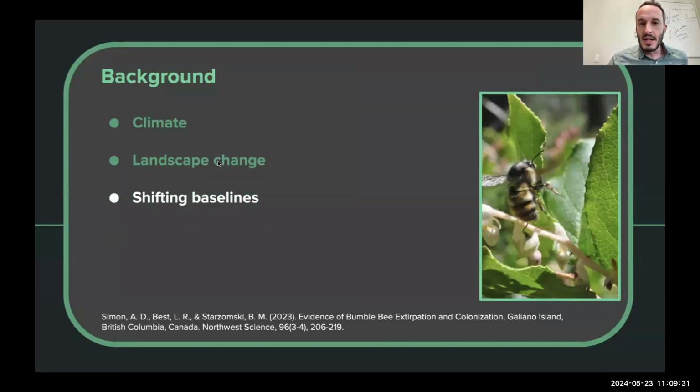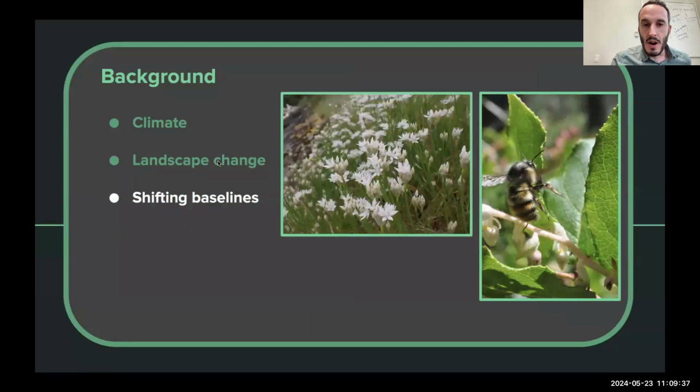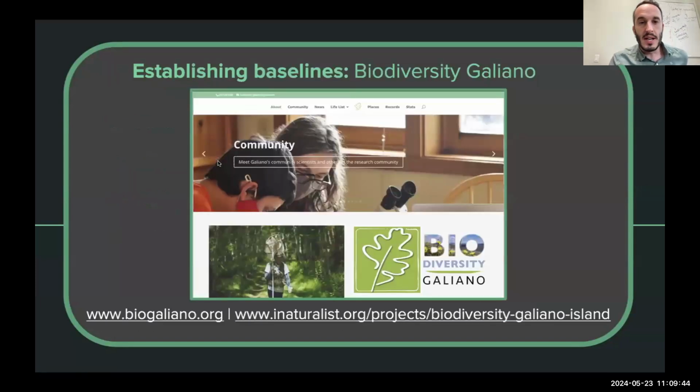We'll look at two case studies. One, a recently published study documenting historical change in the island bumblebee community, and the other, an ongoing study looking at historical change in the vascular plant community. These studies both draw upon data generated through the Biodiversity Galiano project, a systematic effort to synthesize a baseline biodiversity dataset and to meaningfully engage our community in the process.